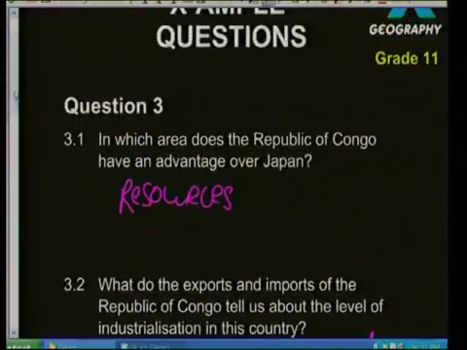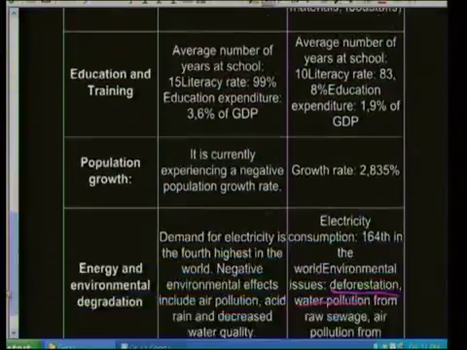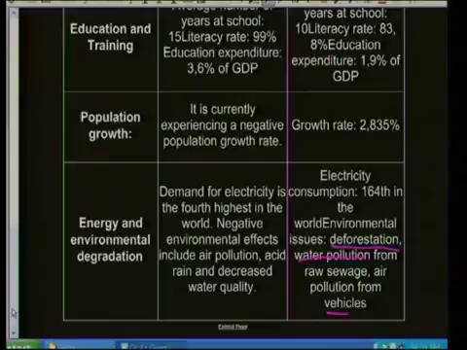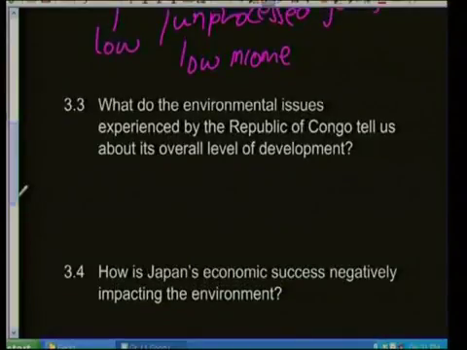And if we go back to the table, we will see that if we go to environmental issues, right at the bottom, the main issues experienced in the Republic of Congo are deforestation, water pollution, as well as air pollution. So if we go back to the question, we know that deforestation is happening at an alarming rate, and the only reason a country undergoes deforestation is, number one, because they need that space because their population is growing too fast, or alternatively they are using that wood as their only means of fuel.